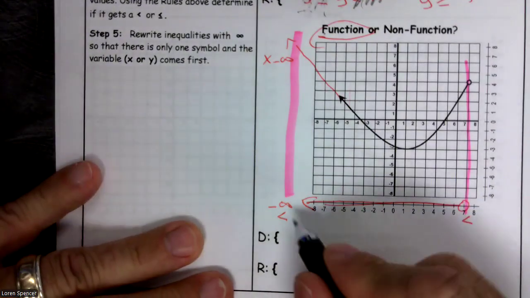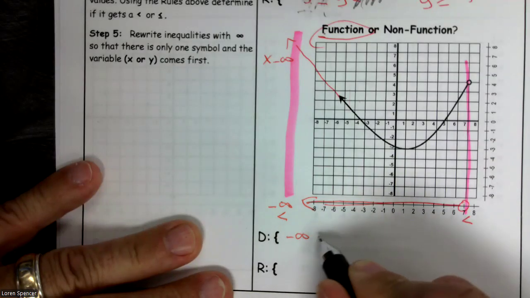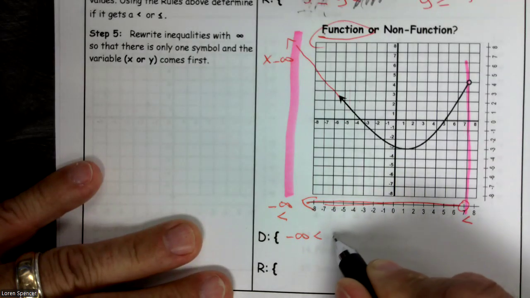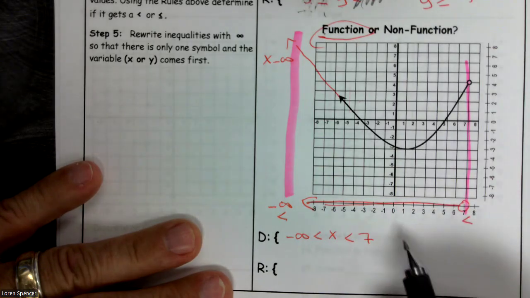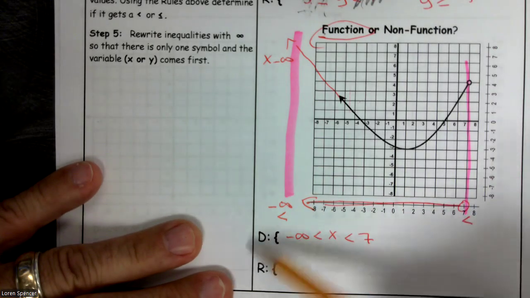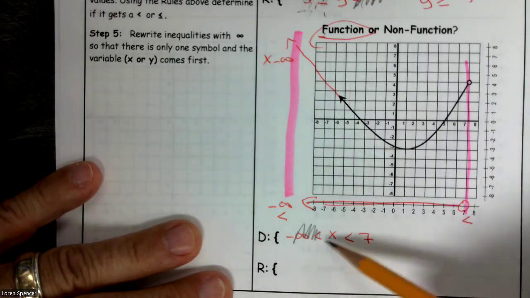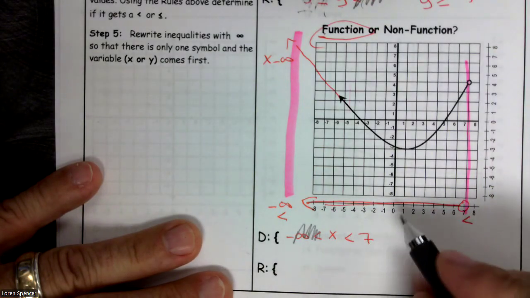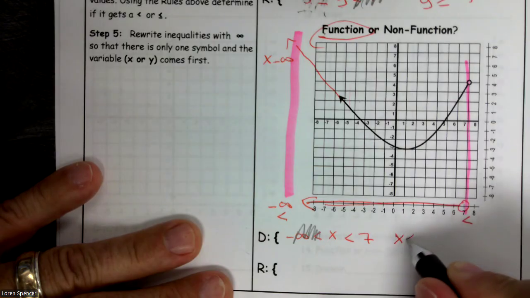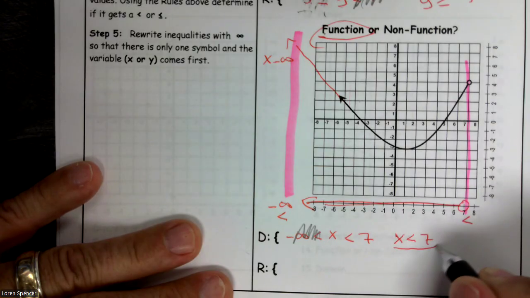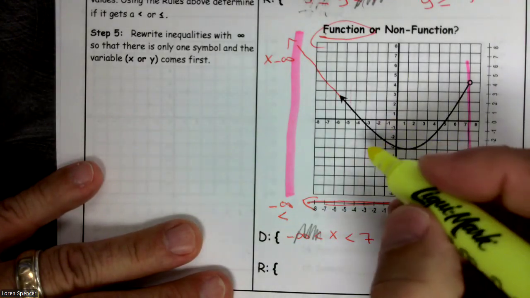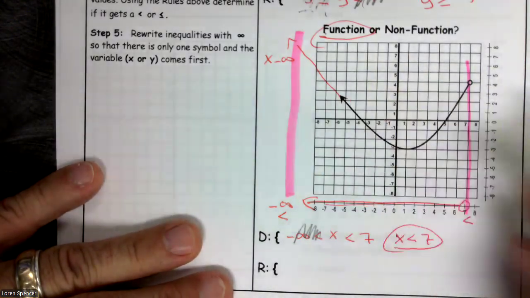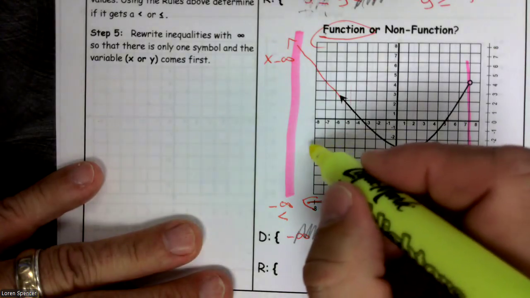So we're starting off with negative infinity less than x, less than 7. I can't have this part, but fortunately my variable comes first, so I have x is less than 7. I don't have to flip it. That one's done. With the range, I drew it off the graph, and we'll come back to that in a second.